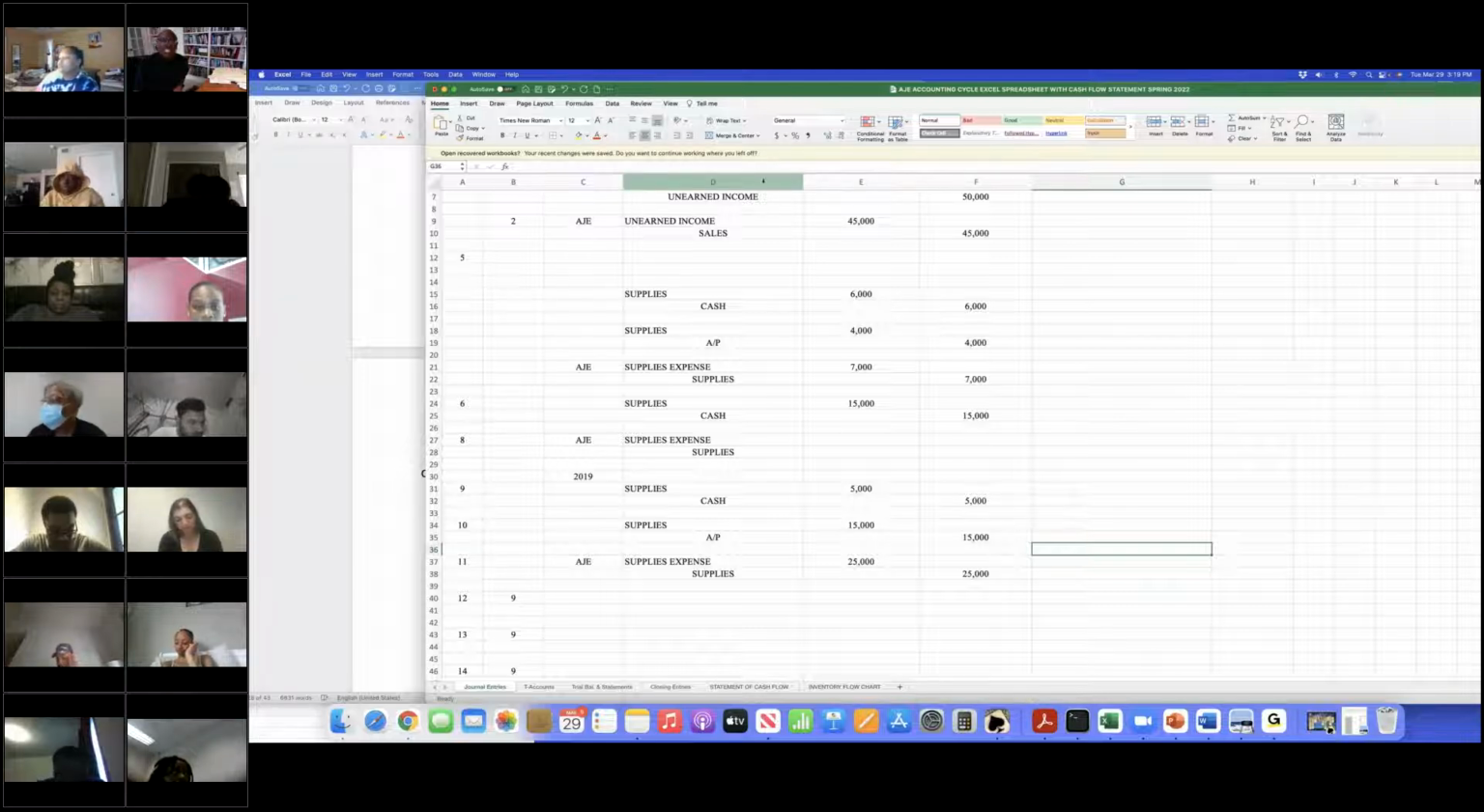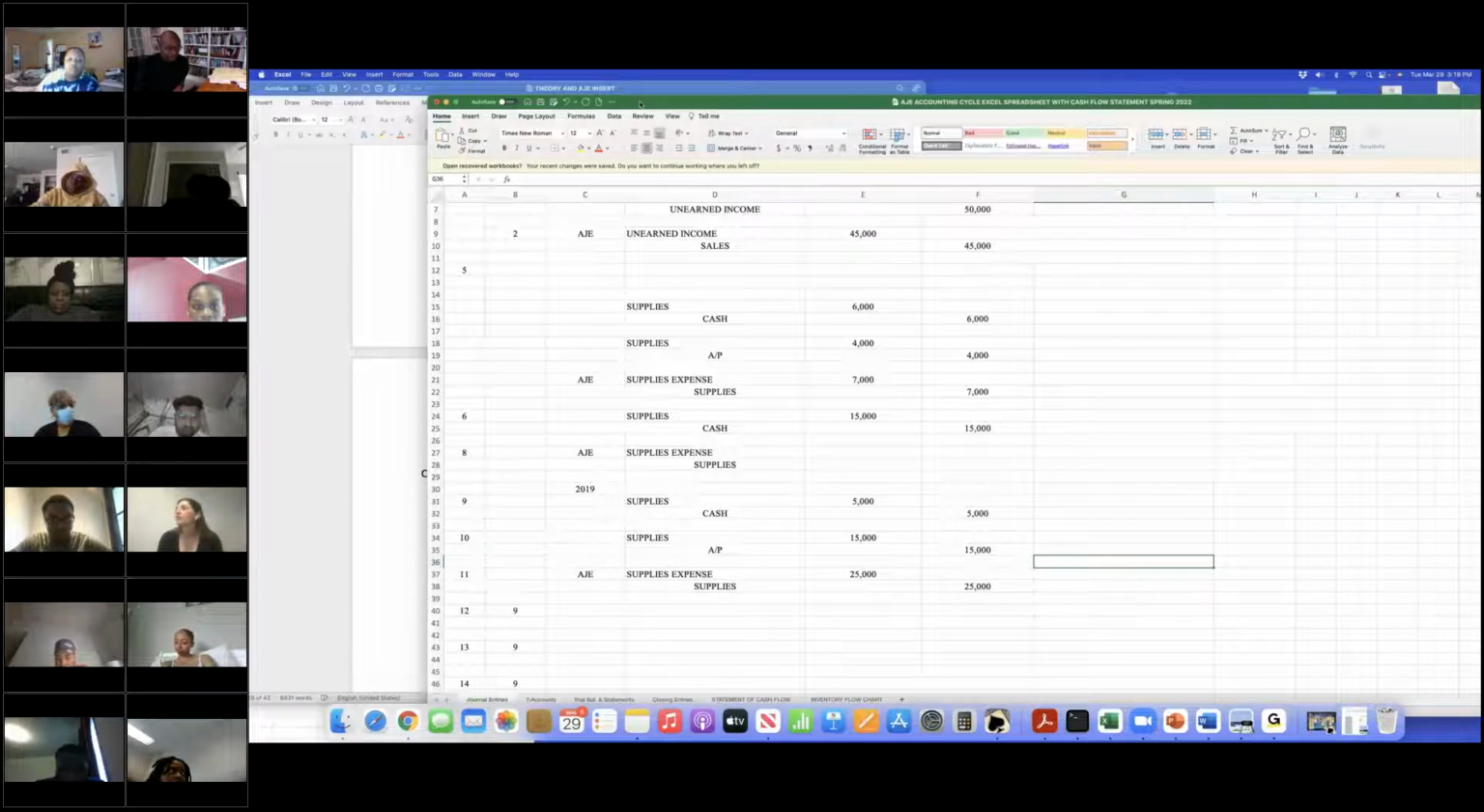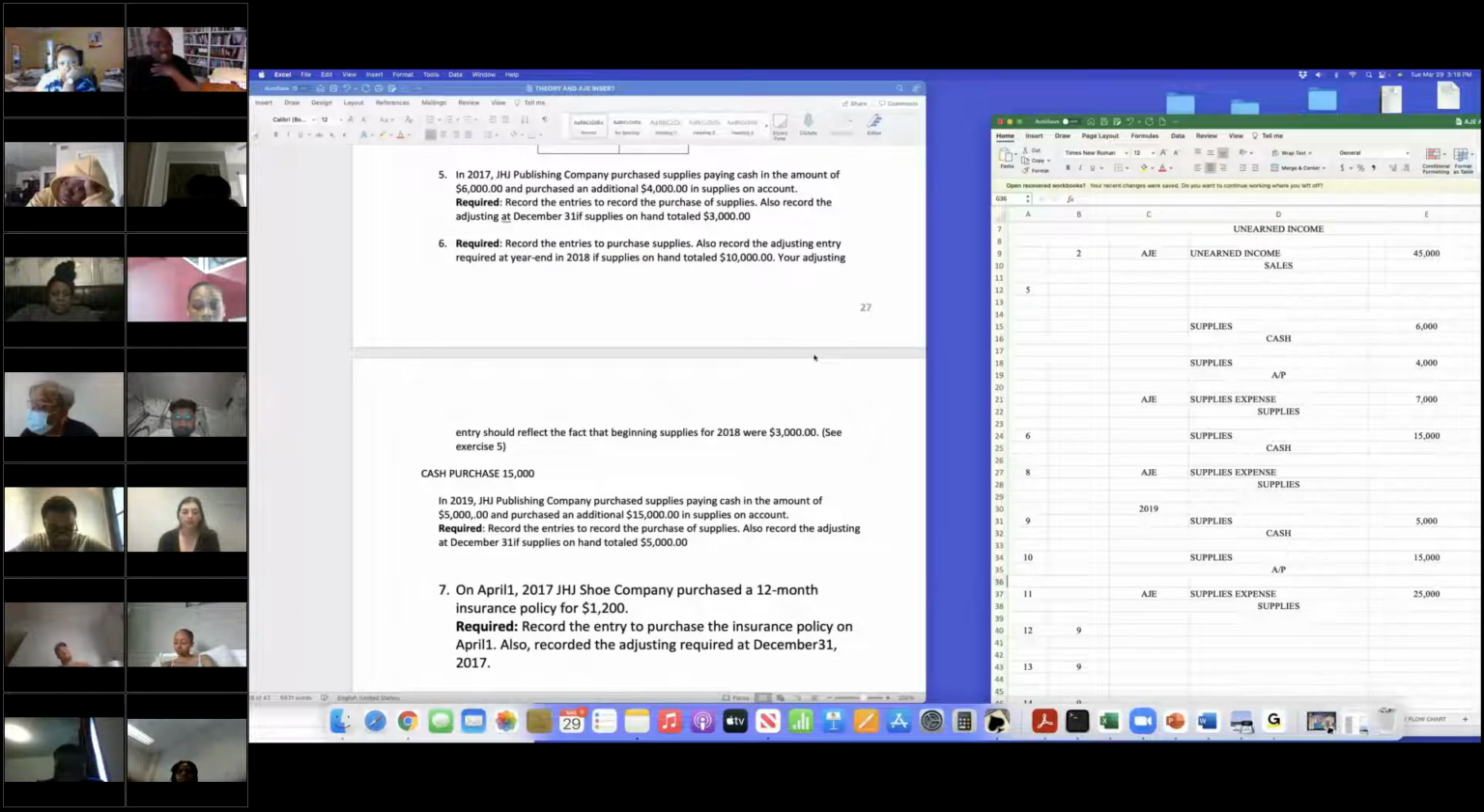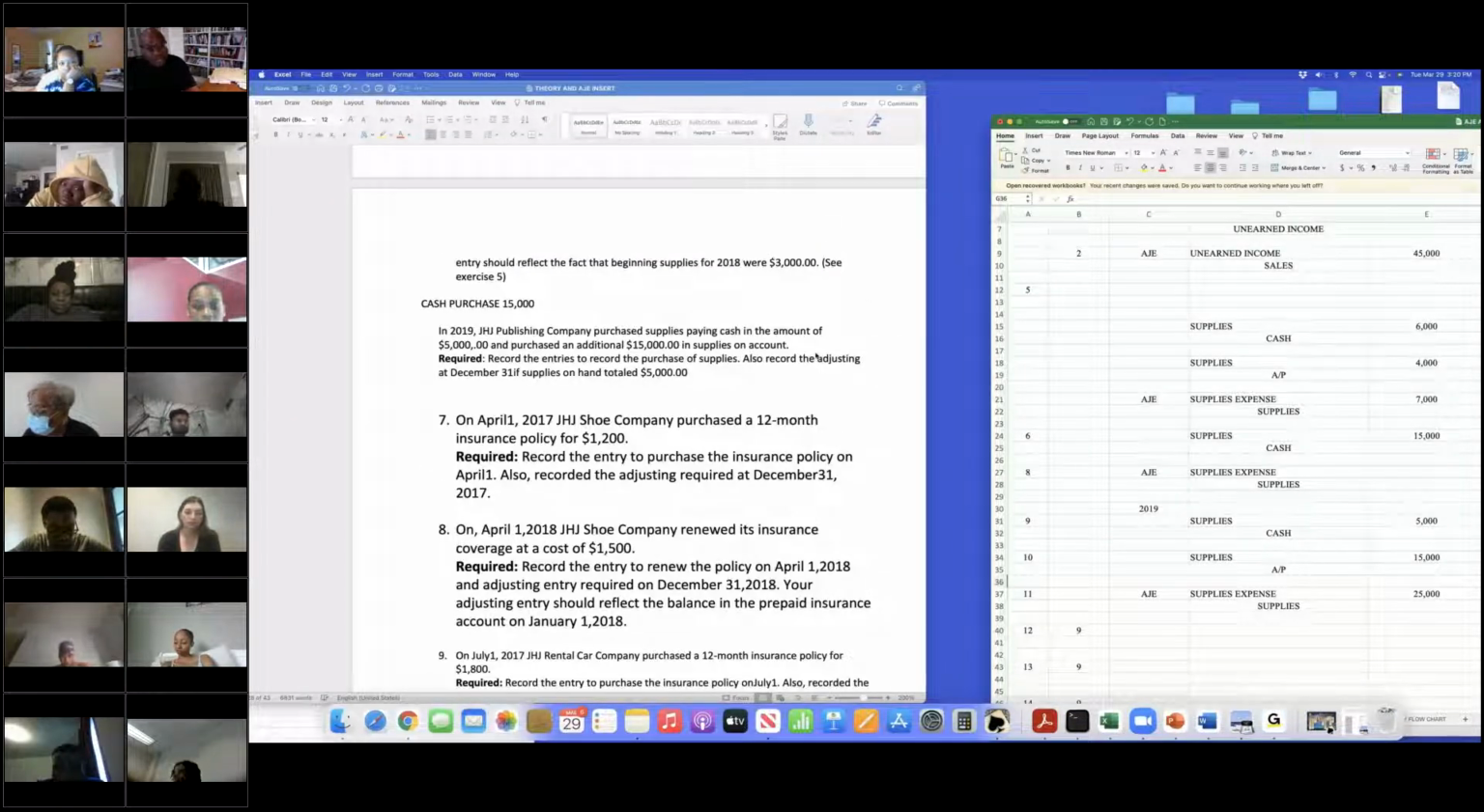Okay, let's go to the next prepaid expense, which is what? Insurance. And in number 7, it says on April 1st, JHJ Shoe Company purchased a 12-month insurance policy for $1,200 on April 1st. And it says record the entry to purchase the insurance policy on April 1st and also the adjusting entry required at December 31st.